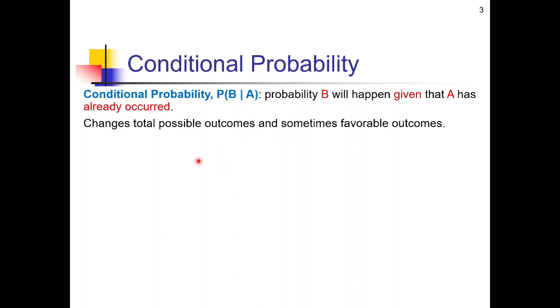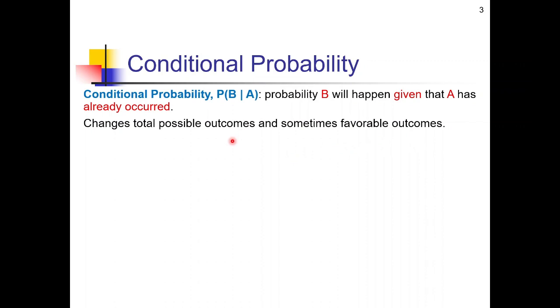Because of this, you're typically changing your total possible outcomes when you're dealing with conditional probability, and sometimes also the favorable outcomes. In that example, if you already drew some hearts out of the deck, then that's fewer hearts for you to draw on subsequent draws.